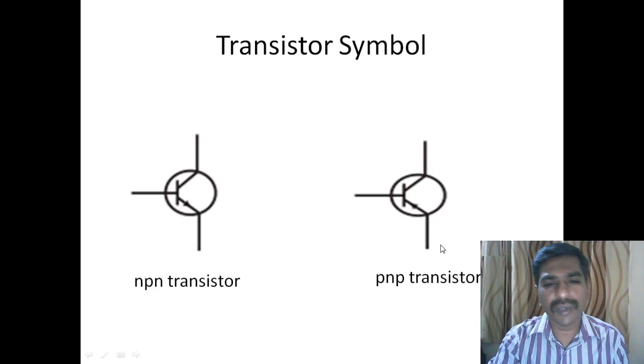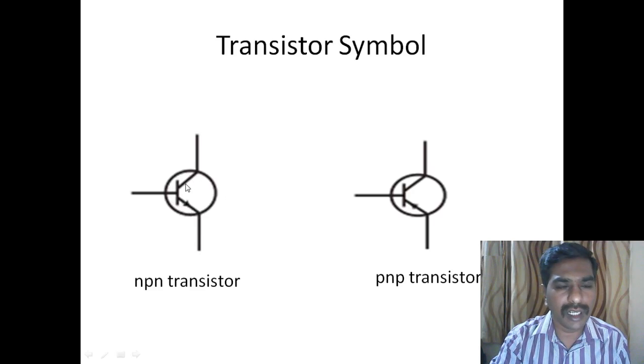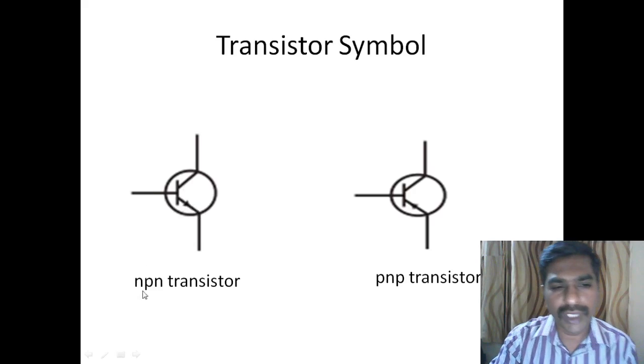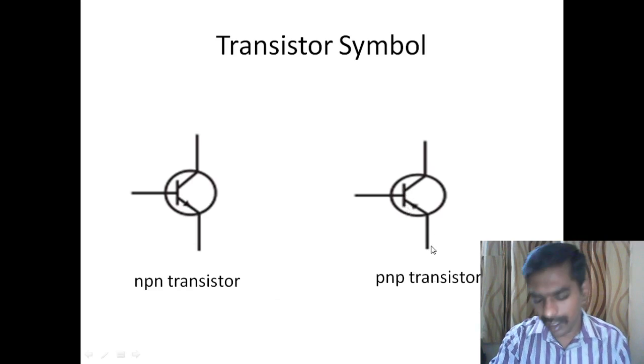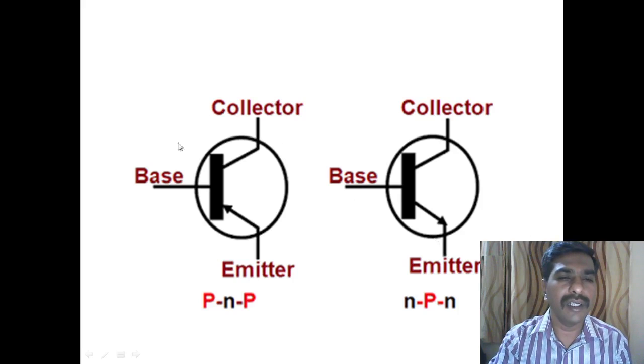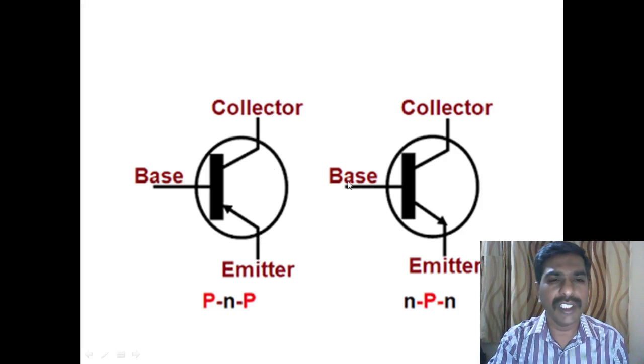There are two kinds of transistor: one is the NPN transistor and the other is the PNP transistor. If the arrow mark is pointing outside, that indicates an NPN transistor. If the arrow mark is pointing inside toward the line, then it's a PNP transistor. The circle has three terminals, and the three terminals are named base, collector and emitter. You can see it in a graph.